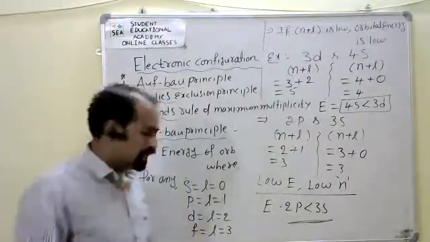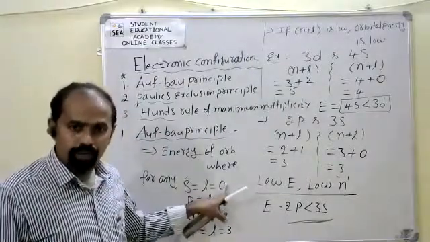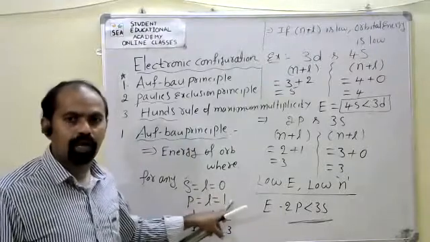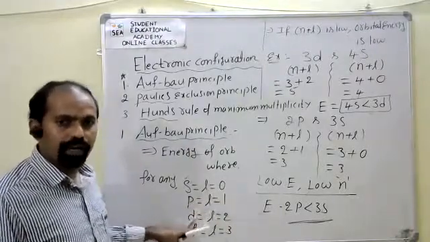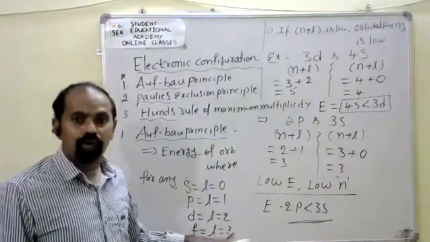In the n plus L rule, n equals the principal quantum number, that is nothing but the shell number. L equals the azimuthal quantum number. For any s orbital, L value is 0. For any p orbital, L value is 1. For any d orbital, L value is 2. For any f orbital, L value is 3.